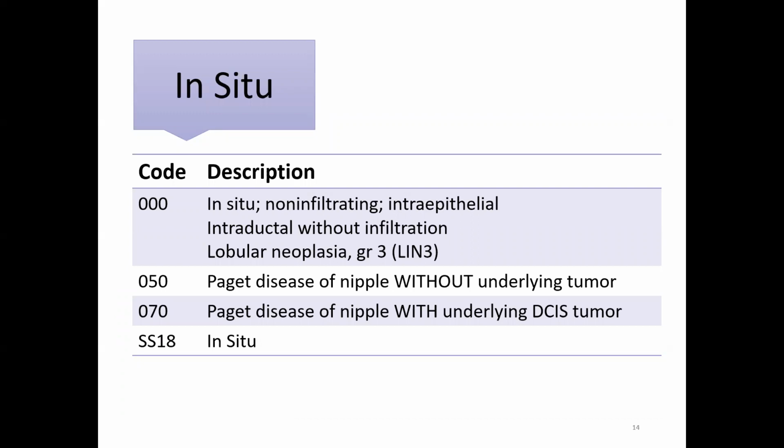So let's look at these initial codes here. These are the in situ codes for primary tumor. Paget disease is a unique disease that can be in the nipple with or without underlying tumor in the breast. It is only in situ if the underlying tumor is in situ. If the underlying tumor is invasive and you have Paget's of the nipple with underlying invasive, then the Paget becomes invasive. Summary stage for these 3 codes would be in situ.